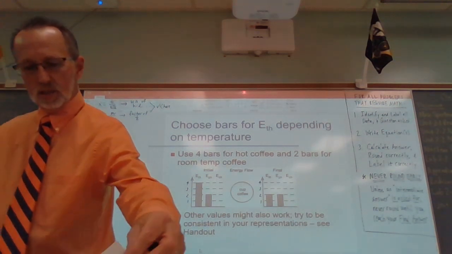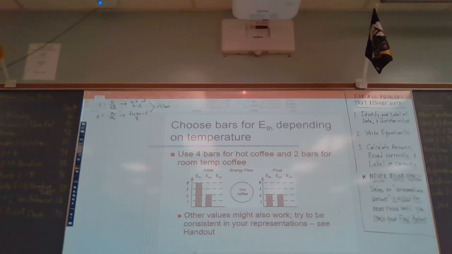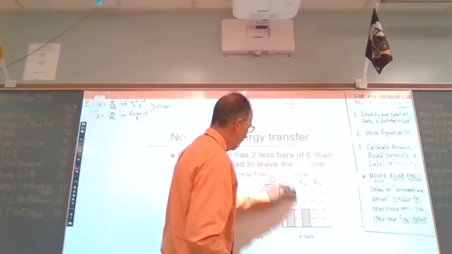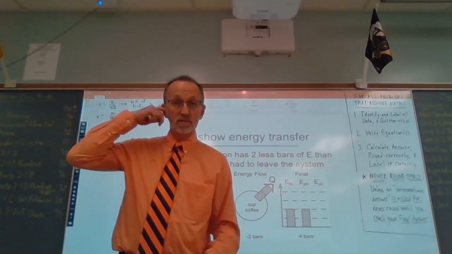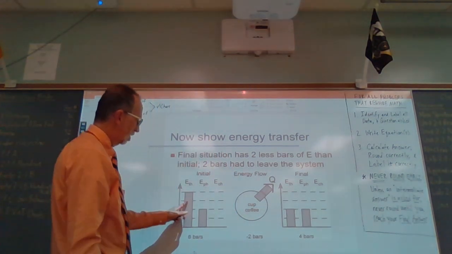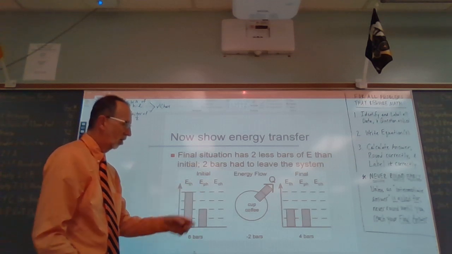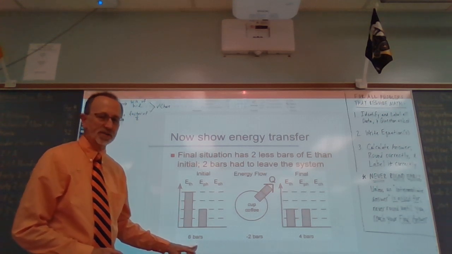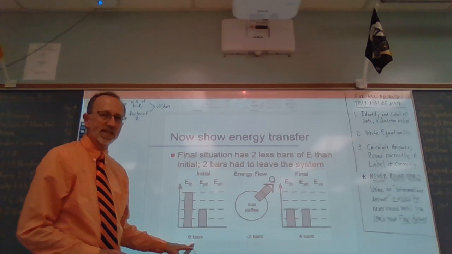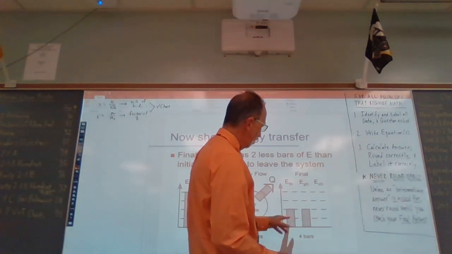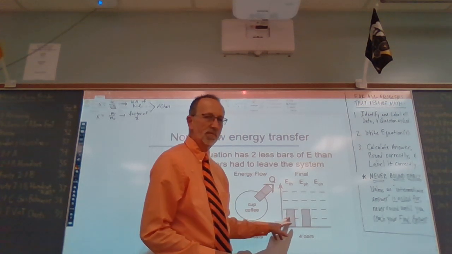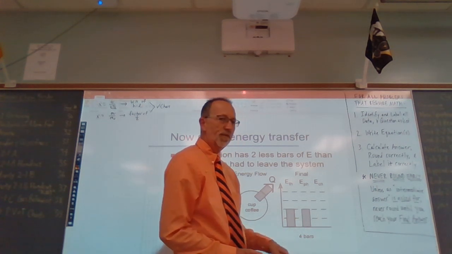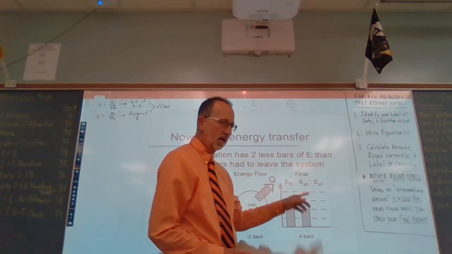Next. Now we're going to show the energy transfer. So this just involves simple addition and subtraction. So pay attention. Here's how we're going to do it. So we check and see how many bars of energy we have in our initial conditions. Well, we have 4 bars of thermal, 2 bars of phase, for a total of 6 bars. So underneath our initial L, we write 6 bars. Go to the final. Well, we have at room temp, we have 2 bars of thermal energy, and we still have liquid coffee, 2 bars of phase energy, for a total of 4 bars. So you write 4 bars underneath the final.